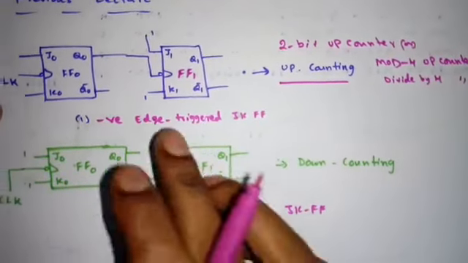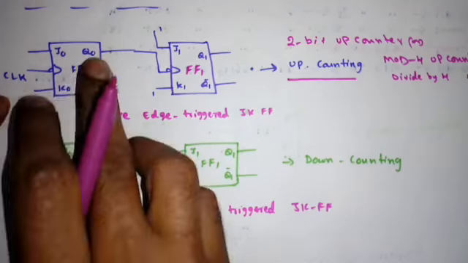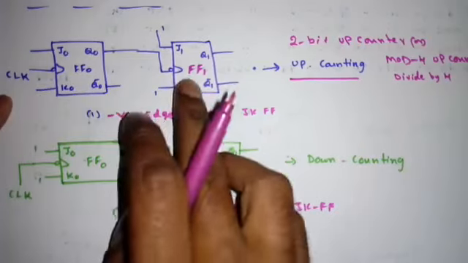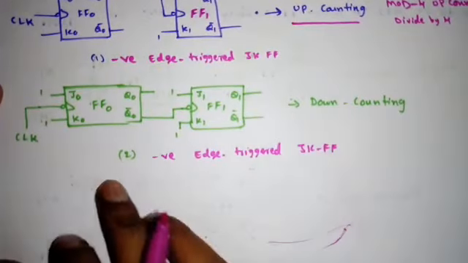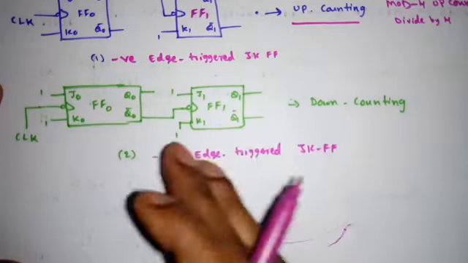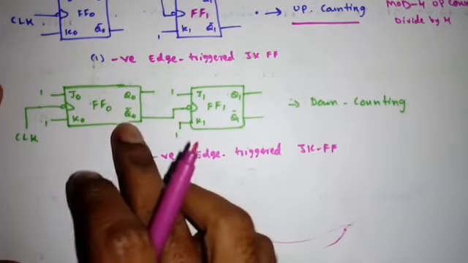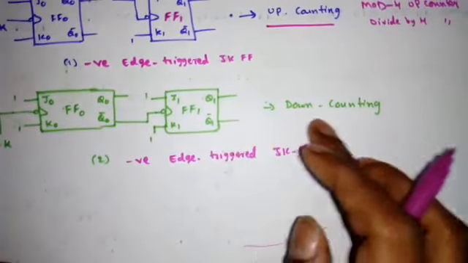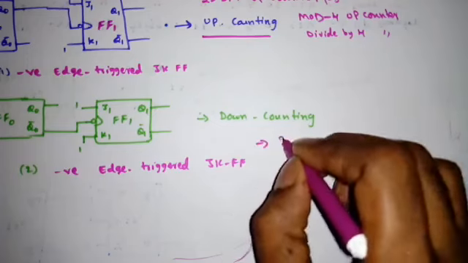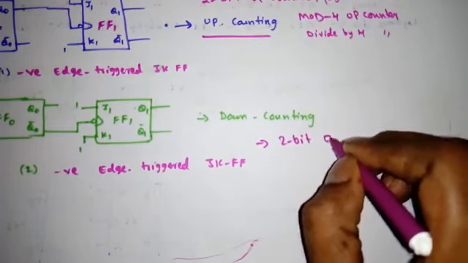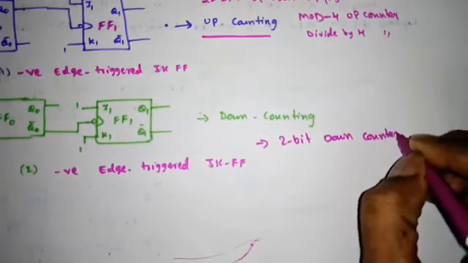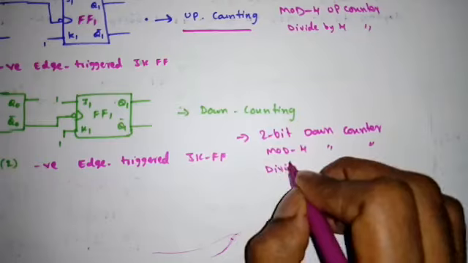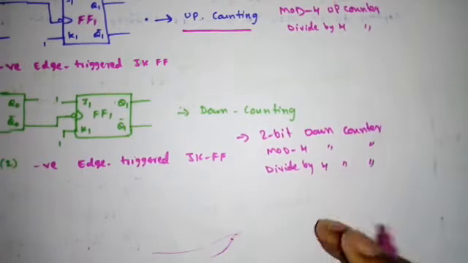See, if the first flip-flop Q0 is driving the next flip-flop clock and it is negative edge, so it will do the up counting. Second, we have seen a negative edge triggered JK flip-flop, or we can say T flip-flop also. Here Q0 bar of the first flip-flop is driving the next flip-flop clock, so it will do down counting. So this can be called a 2-bit down counter, or mod 4 down counter, or divide by 4 down counter, etc.